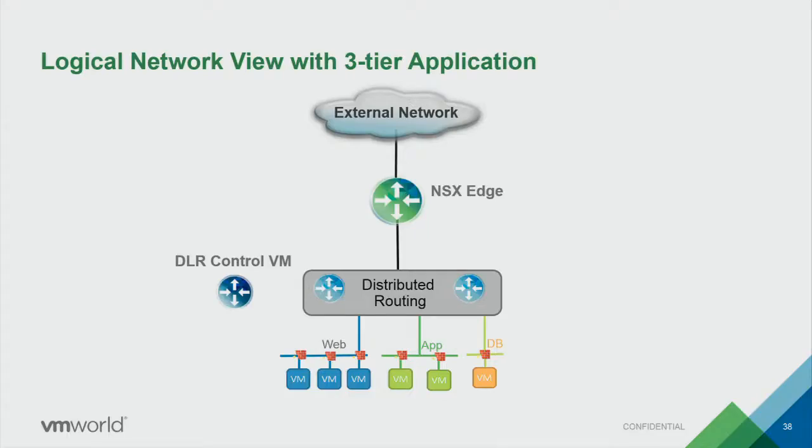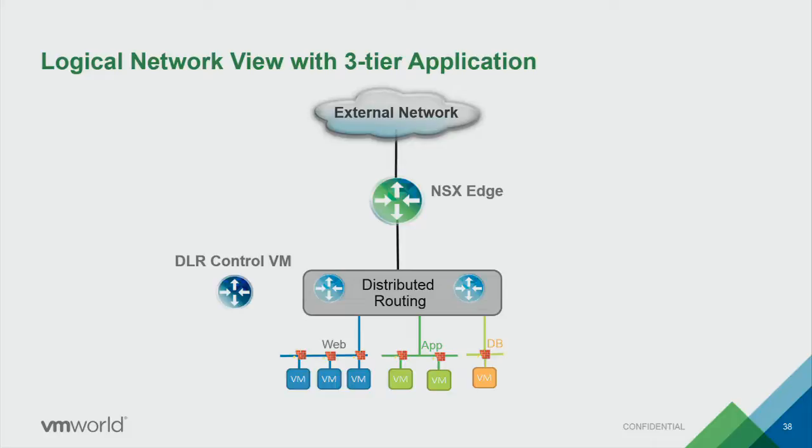Yeah, thanks again, Roberto. So for this demo, I created a 3-tier application. There is a web tier, there's an app tier, and there's a DB tier. To let this application talk to each other, for east-west communication, we do need distributed logical routers or DLRs. And for north-to-south communication, we do need, again, NSX Edge Services Gateway.